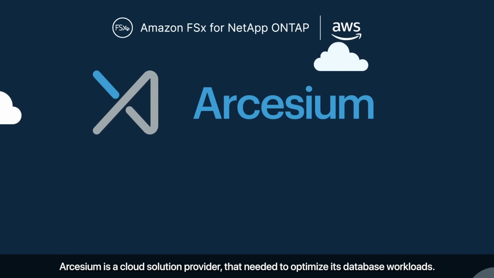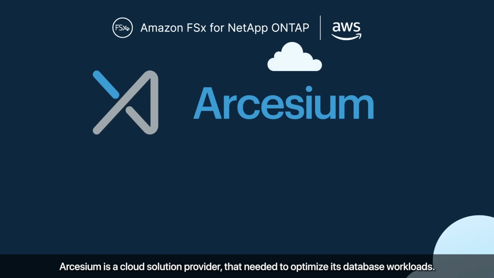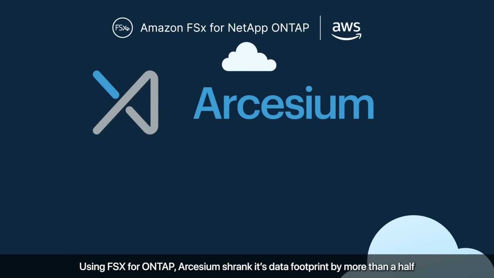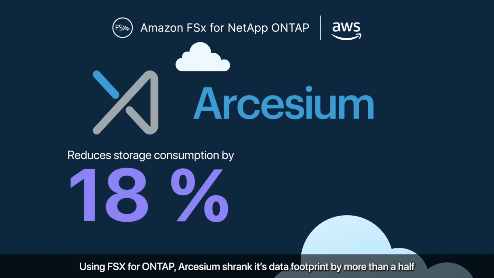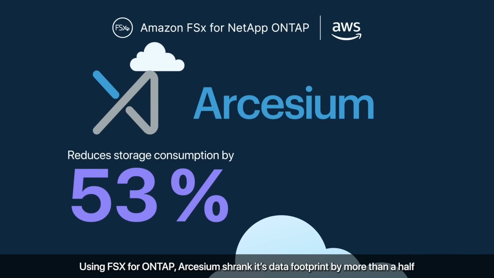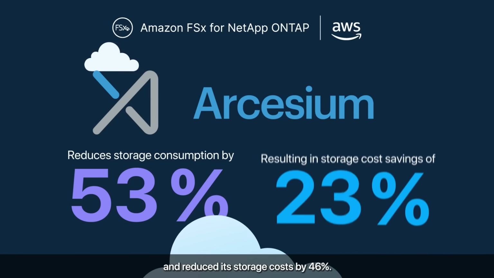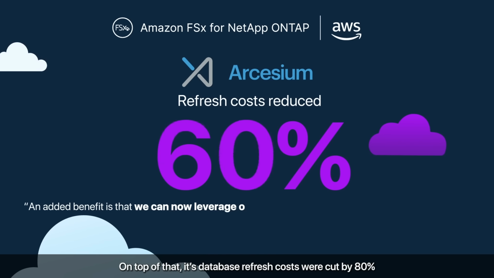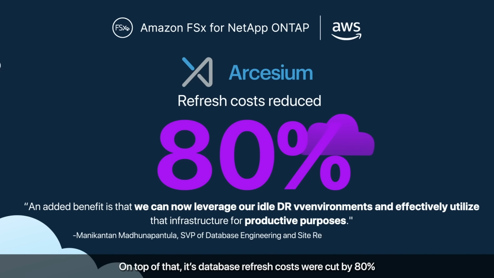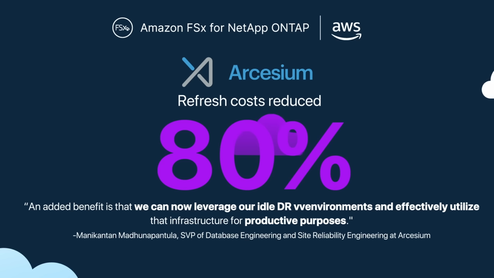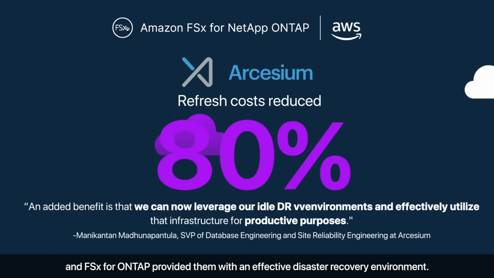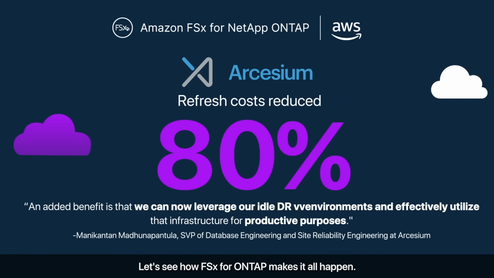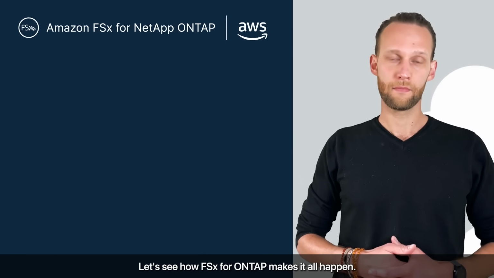Arcesium is a cloud solution provider that needed to optimize its database workloads. Using FSx for ONTAP, Arcesium shrank its data footprint by more than a half and reduced its storage cost by 46%. On top of that, its database refresh costs were cut by 80%. And FSx for ONTAP provided them with an effective disaster recovery environment. Let's see how FSx for ONTAP makes it all happen.